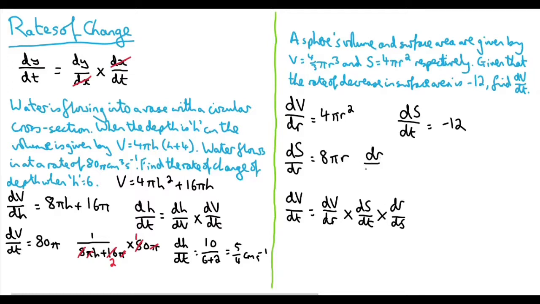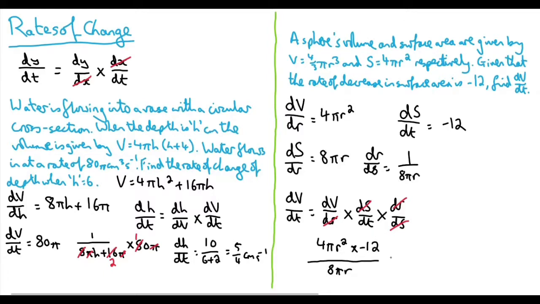So again, just to spell it out, that would then be 1 over 8 pi r. This together then would have, as I say, the dr cancels with the dr here, dS cancels with dS here, leaving us algebraically with just a dV over a dt. So the dV over dr was the 4 pi r squared, and we're going to times that by the minus 12 for the dS over dt, and then that is going to be divided by the 8 pi r, because we're timesing by 1 over it.